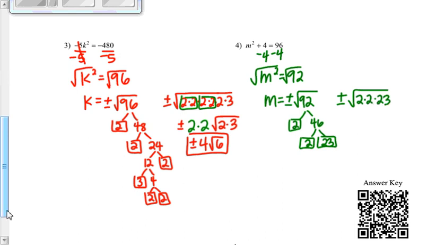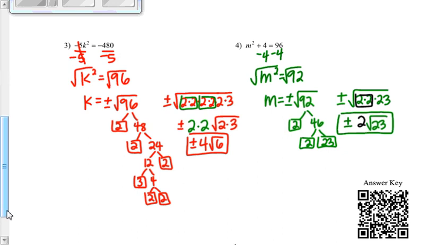I'm going to look for pairs. I have a pair of 2's. So a 2 comes out in front. Don't forget your plus and minus in front of that. Square root of 23. And that would be my final answer for number 4.